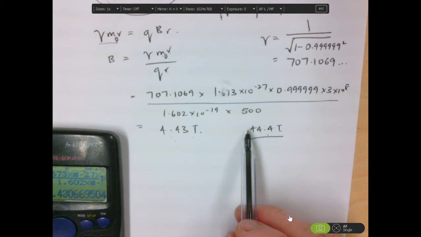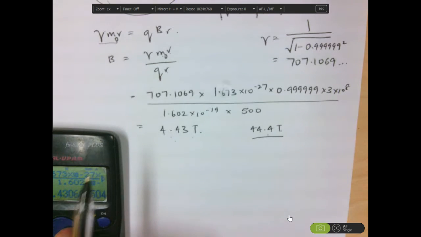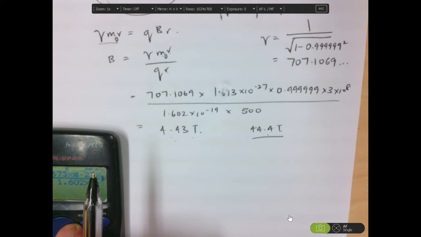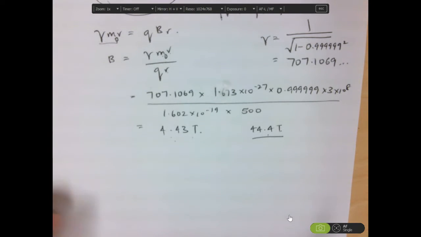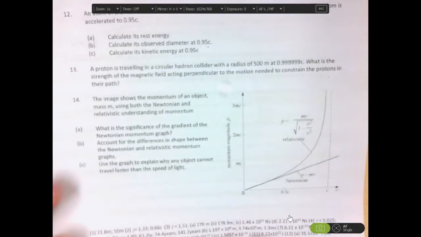I'm off here by a factor of 10, so I don't know where I have done that before, so I must have copied it down wrong. Okay, so that's question 13. And finally, question 14.